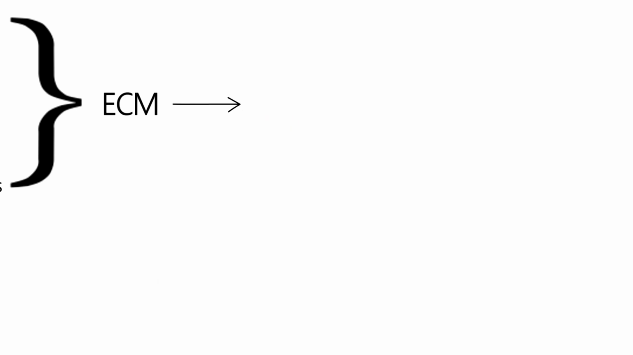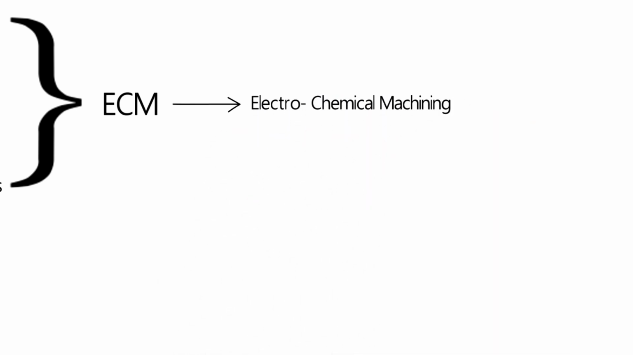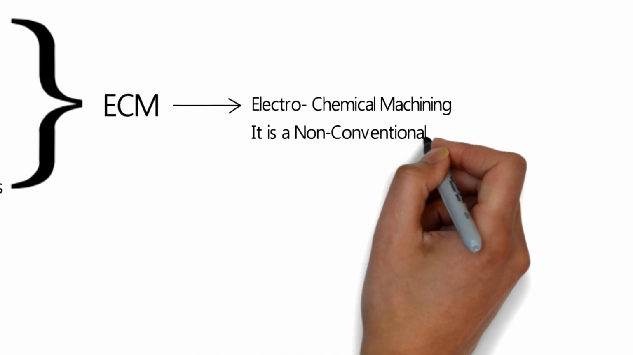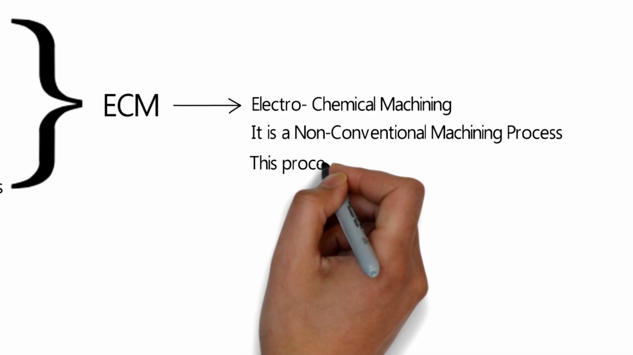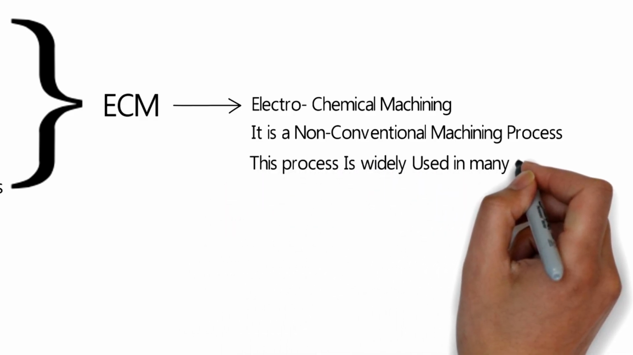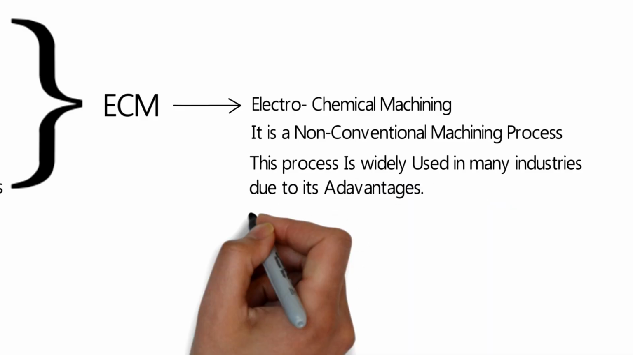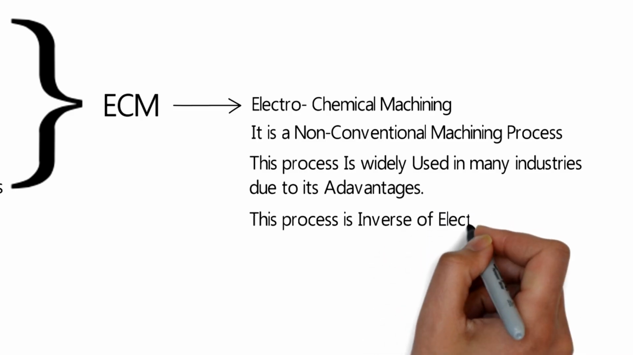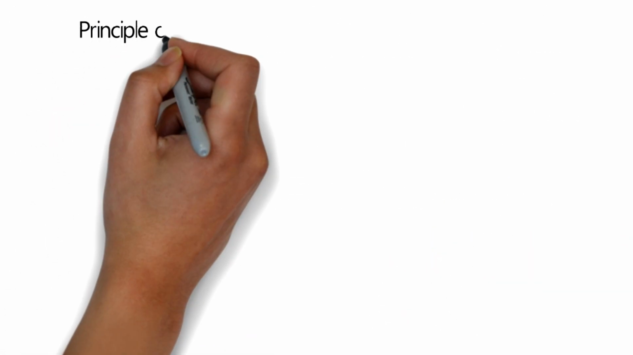So let's begin with our topic, that is ECM. So guys, ECM is known as the electrochemical machining process, which is a super finishing process, or we can call it a non-conventional, non-traditional machining process. Basically guys, this process is widely used because of its industrial advantages, and it is adopted by many industries. Also guys, this process is the inverse of electroplating.